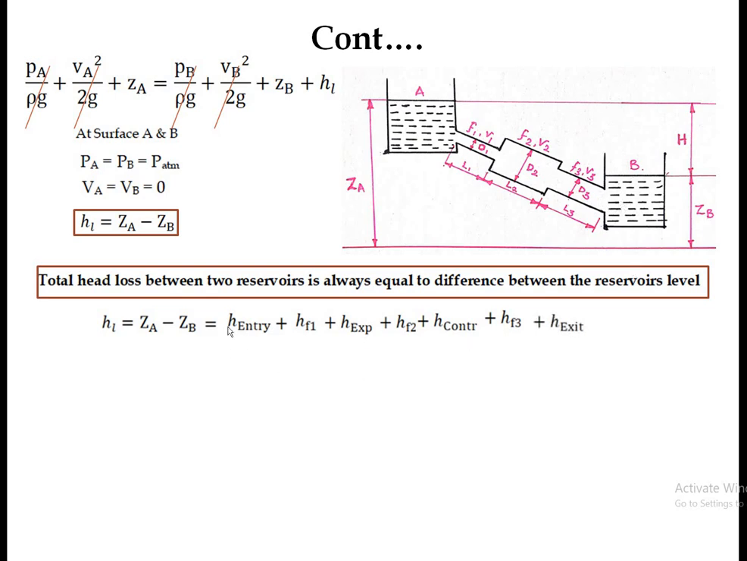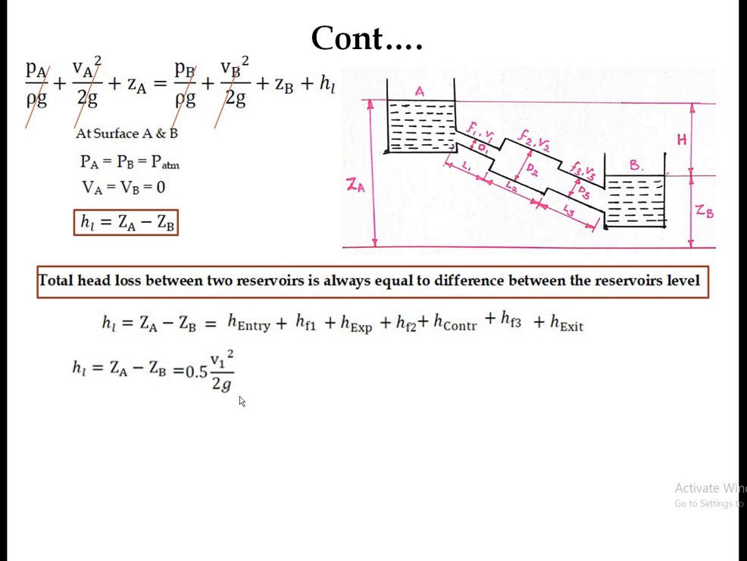So here we can see that head loss at the entrance, head loss due to the sudden expansion, head loss due to the contraction, and head loss at the exit are the minor losses, and HF1, HF2, HF3 are the major losses. So the addition of all these losses is the head loss. So total head loss HL equals ZA minus ZB, that is this H, the difference between the two reservoir levels, equals the head loss at the entrance of the pipe, that is 0.5 V1 square upon 2g.